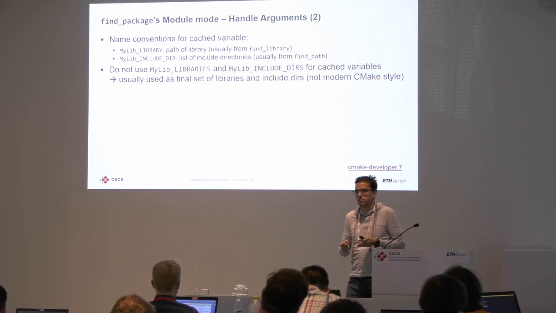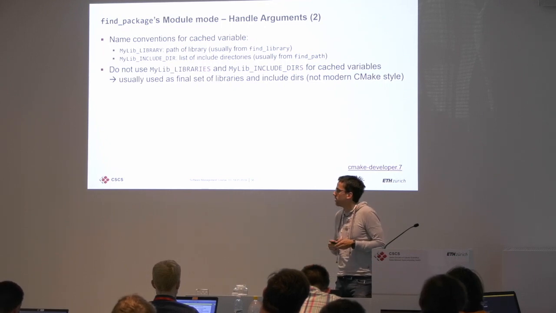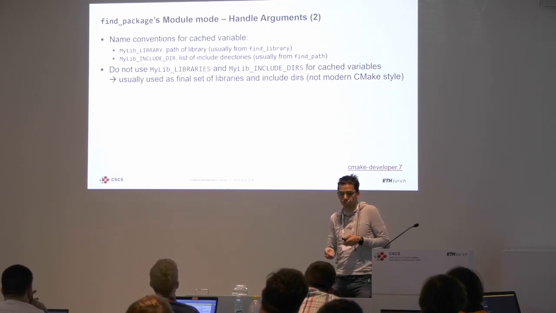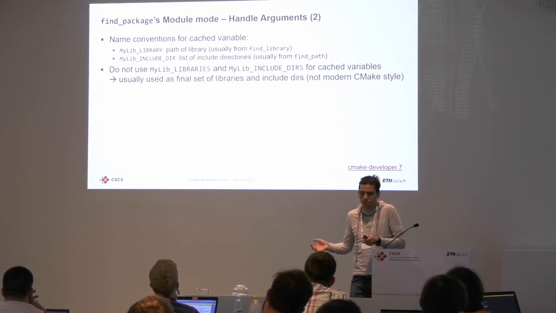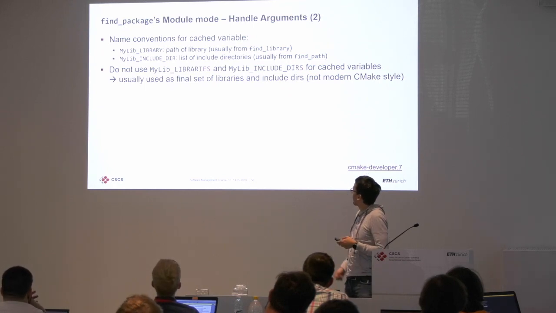So when you did find_package(Boost) in the old-style CMake, this usually gives you variables called Boost_LIBRARIES and Boost_INCLUDE_DIRS. But this is not the same. This is the old-style CMake, and this is not a cached variable, so this is not the right name. So you should use the first version.